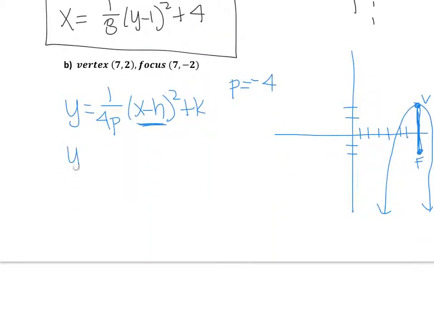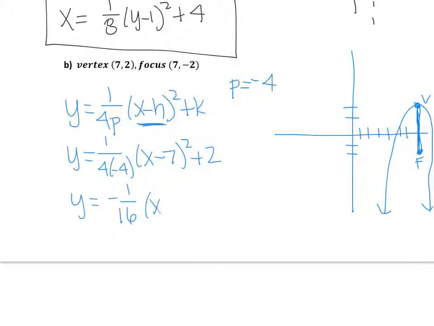So I'm just going to plug in my p-value and my vertex. 1 over 4 times negative 4, times (x minus 7) squared plus 2. So y equals negative 1 over 16 (x minus 7) squared plus 2. And that is your final answer.